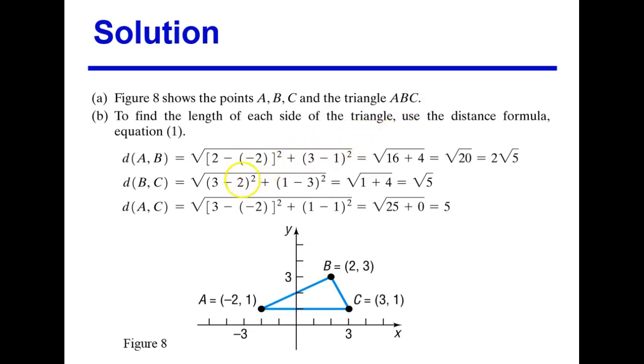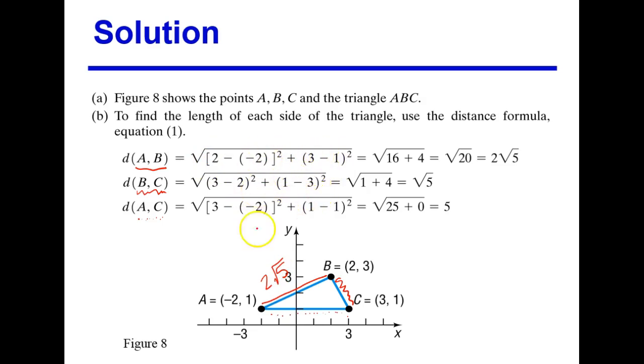I want to use the distance formula for each segment. You'll see first I'm finding the distance between A and B, so I use those two points. Here I'm using the distance between B and C, which is right here, so I will use those two points. And then I'm going to find the distance between A and C, which is right here, so I will use these two points. All of this has been done up here. I see that my distance from A to B is 2 times the square root of 5, and I do that by plugging those points into the distance formula.